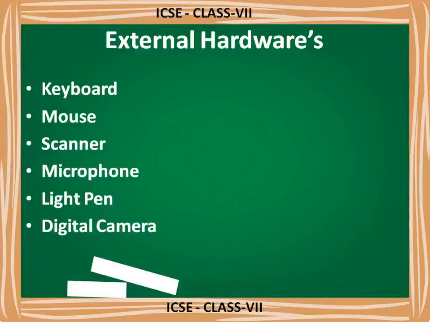Next is a scanner. Again, this scanner is an input device, and it is used to scan documents. For example, if you have a textbook and you want it in the form of a soft copy, in that case you can use a scanner. In scanners we have different types. First is the drum scanner, second is the flatbed scanner, and third is the handheld scanner.